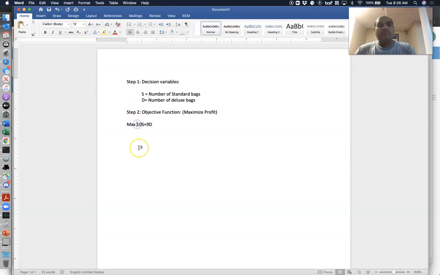So the objective is a function. I'm going to call this the profit function, which is a function of the variables S and D. It's a 2 variable function, and that's the function that I want to maximize. So step 3 are the constraints.